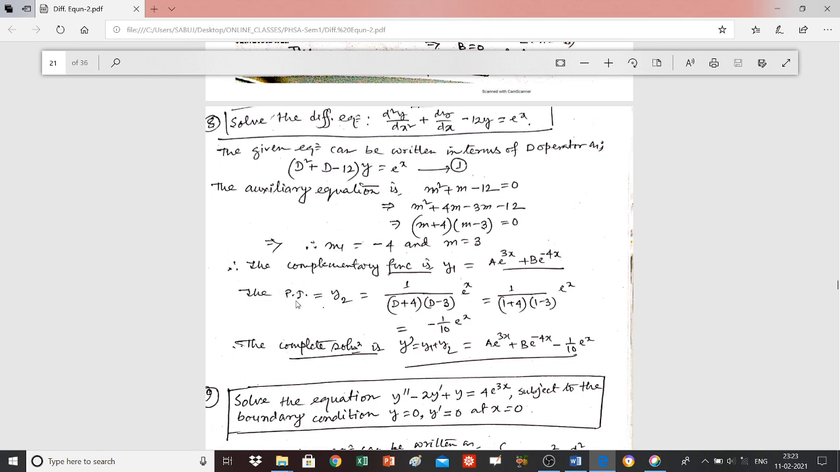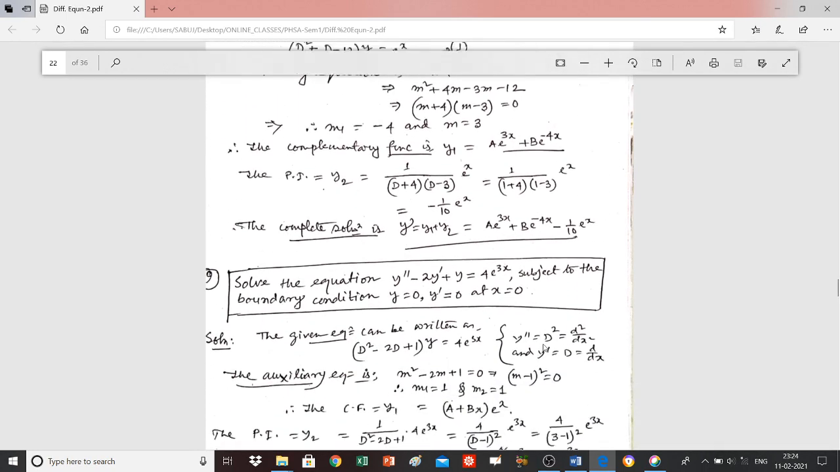And now find out the particular integral y2, that is equal to 1 by f(D) e to the power x, as 1 by D square plus D minus 12 e to the power x. This can be factorized as 1 by (D plus 4)(D minus 3) e to the power x, that is equal to 1 by (1 plus 4)(1 minus 3), where D is replaced by a, and in this case a is 1. So that is 1 by (1 plus 4)(1 minus 3), that is 1 by minus 10 e to the power x. So this is the solution.